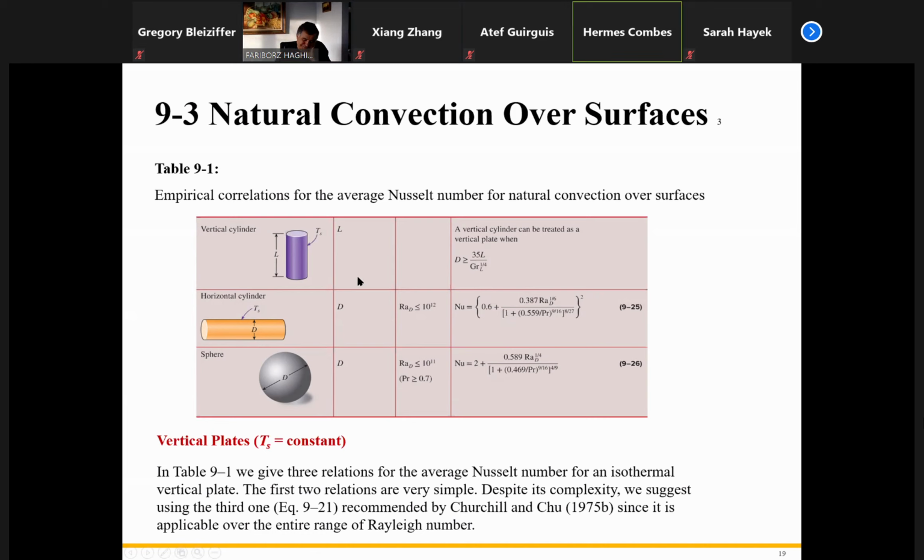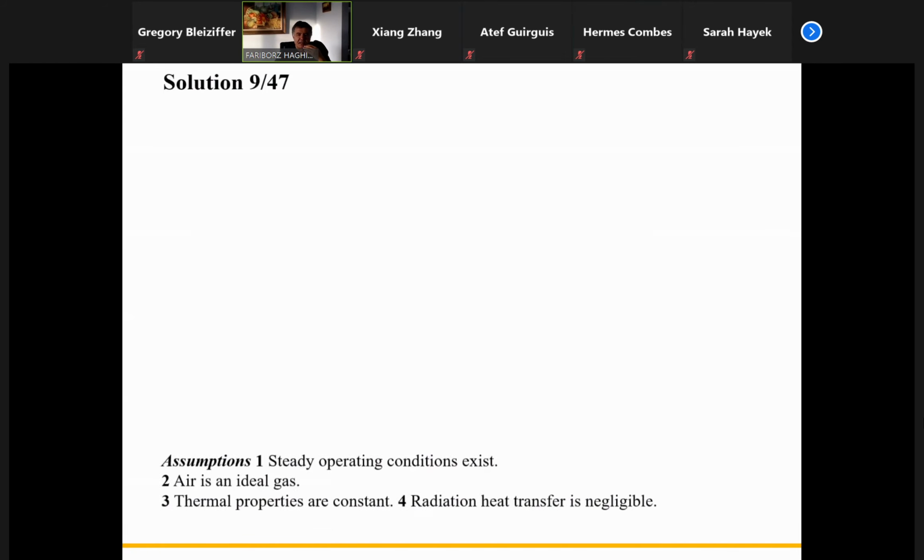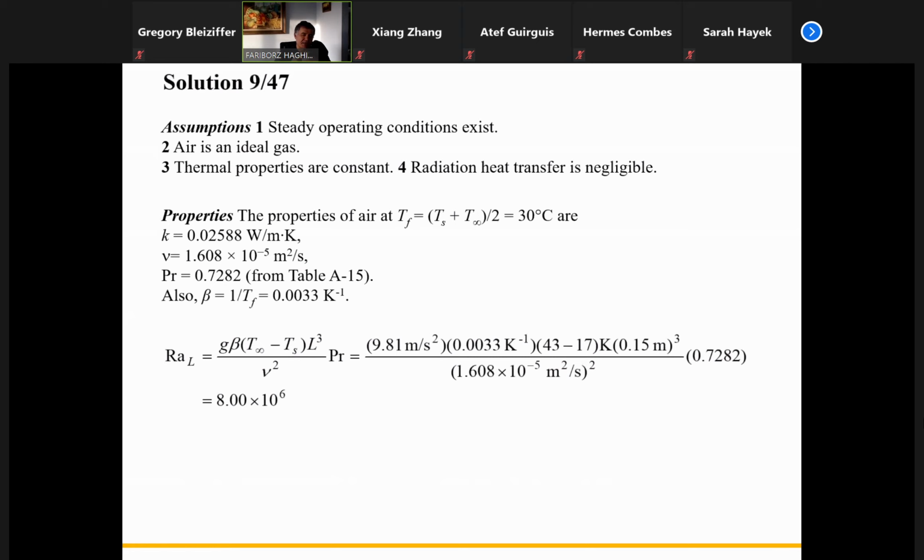Here they're trying to give you just some basic equations, because if you go to another textbook, you can see that even these equations are different from the other textbook. If you calculate this value, it is less than 15 centimeter. Therefore, this is justified to use the correlation that has been developed for a vertical plate.